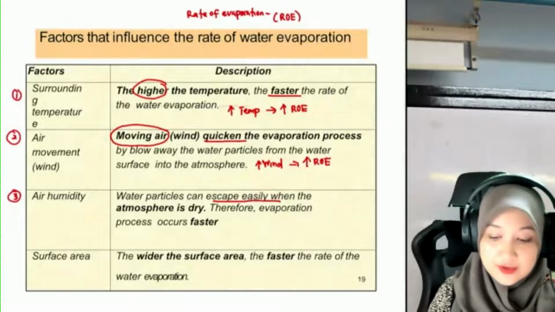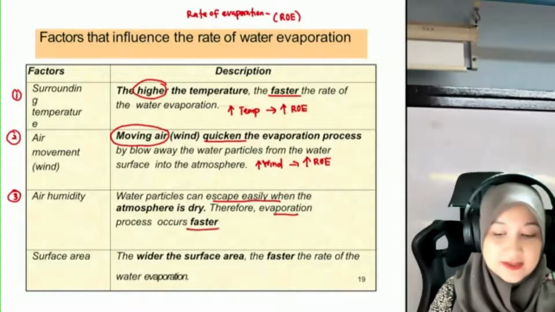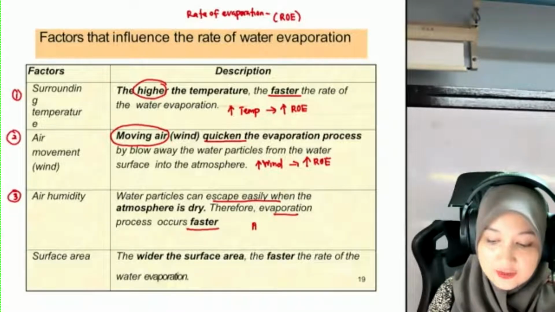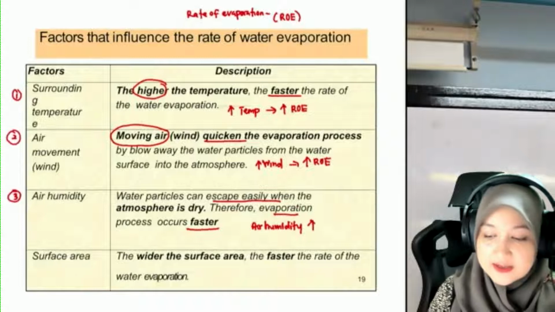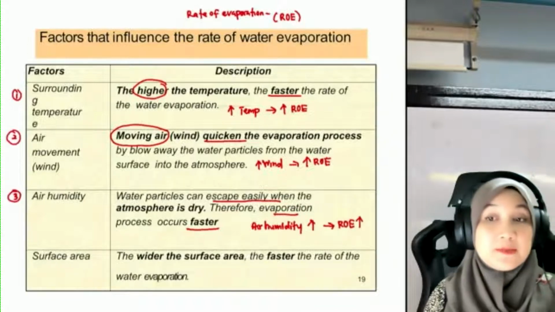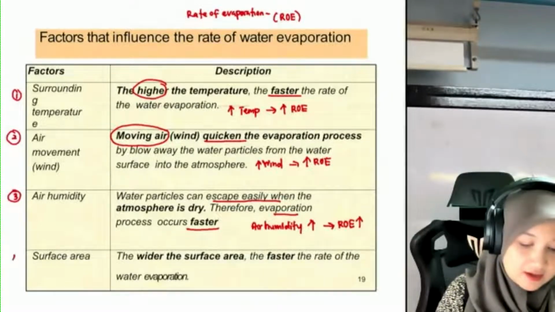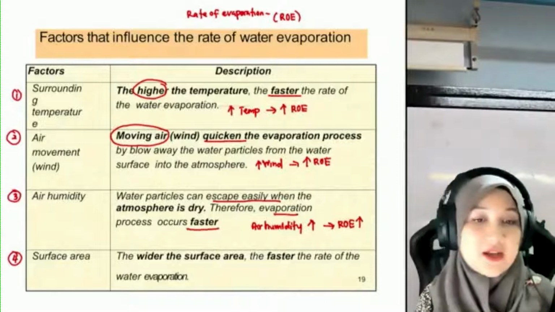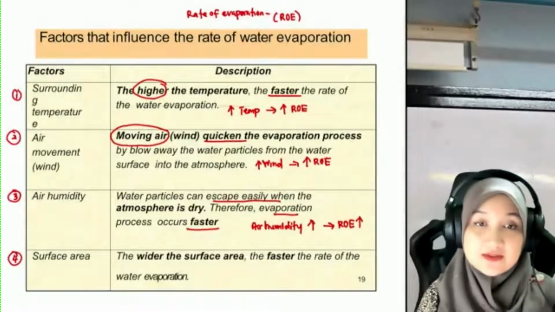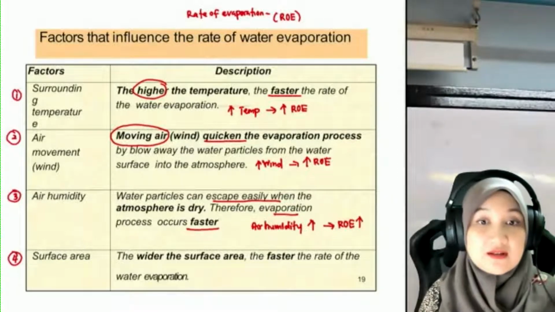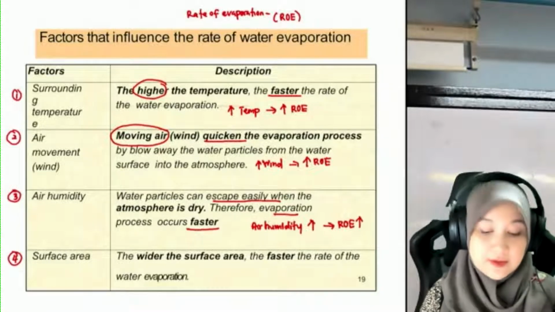So the evaporation will also occur faster, meaning that when air humidity is high, the rate of evaporation also becomes high. Okay, how about the surface area? Number four is surface area. The wider the surface area, the faster the rate of water evaporation.